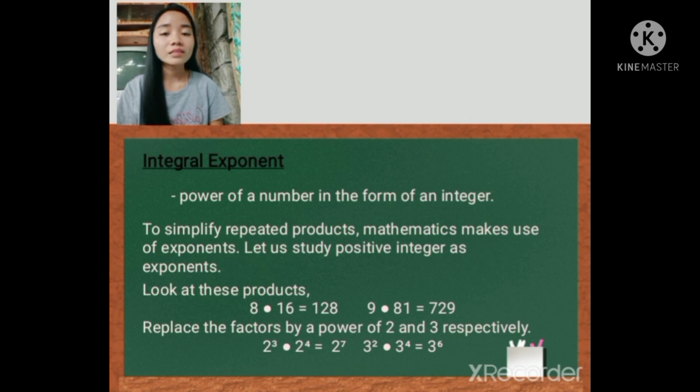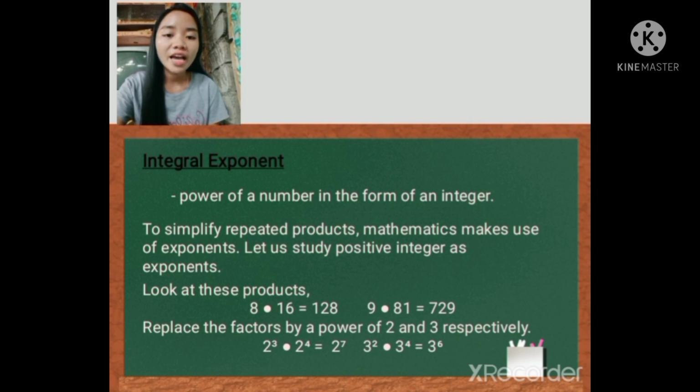So look at these products. We have 8 times 16 equals 128, and 9 times 81, we have 729. Replace the factors by a power of 2 and 3 respectively. So for 8, we have 2 to the power of 3, and 16 is 2 to the power of 4. To multiply this, just copy the coefficient 2 and add the exponents, which is 3 plus 4, which is 2 to the power of 7, which is equivalent to 128.